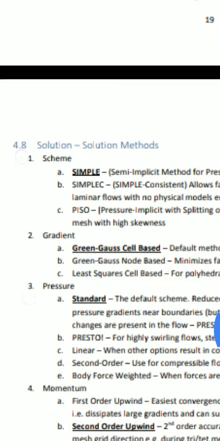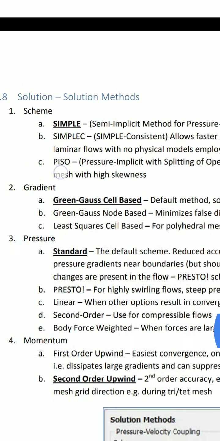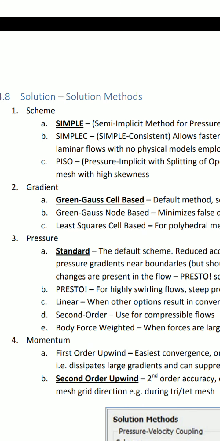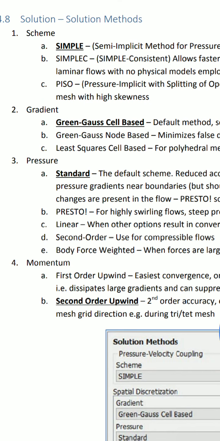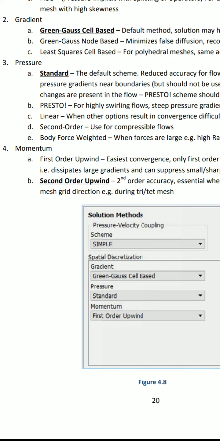Then for the solution method, there is the SIMPLE algorithm, SIMPLEC, and PISO algorithm. Whichever you want, we can select. Then gradient based methods are there, pressure based methods are there, and for momentum, first order upwind and second order upwind. So whatever we studied in the subject, we can go to SIMPLE and gradient based method and standard. All the methods can give the answer, but sometimes one method can solve the flow more accurately. And this is actually laminar flow we are doing.